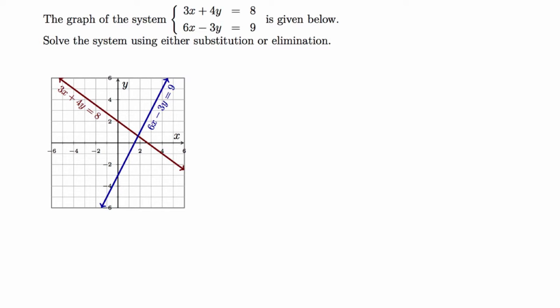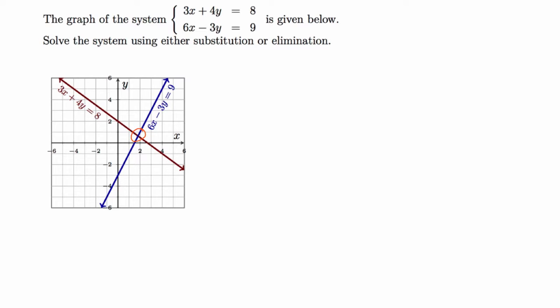In this example, we want to solve the system 3x plus 4y equals 8 and 6x minus 3y equals 9. We will choose either substitution or elimination, but we'll notice first off that the graph has been given. The reason the graph was given in this particular example is that you'll notice the intersection point falls somewhere in the first quadrant, but it does not fall evenly on the grid.